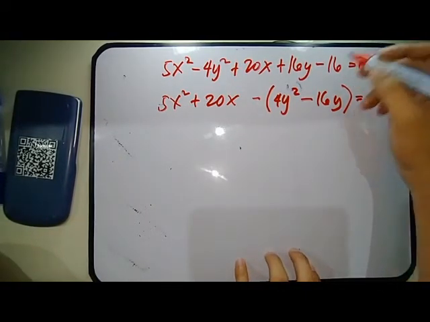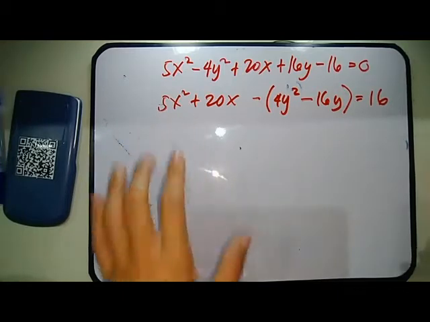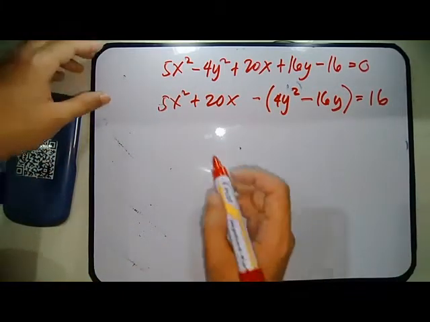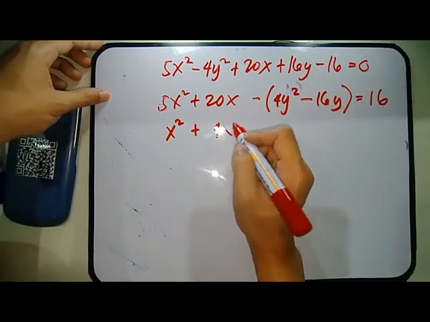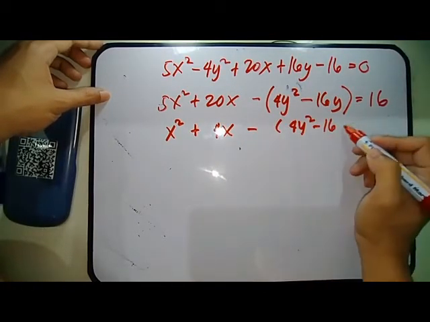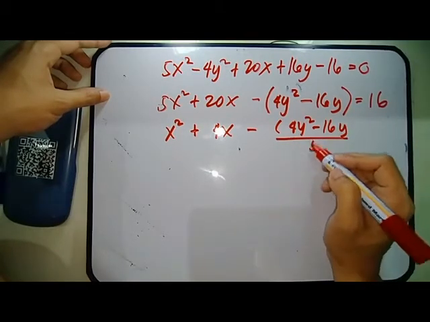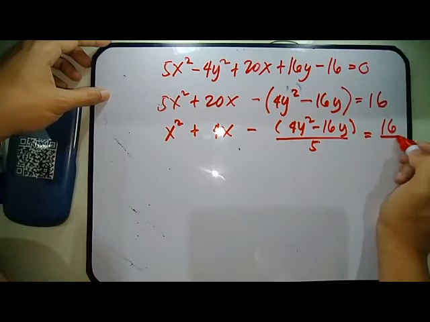We have yung 16, ilipat natin sa kabila. So, that is 16. Positive. So, i-complete square natin to. So, i-divide muna natin lahat sa 5. So, x squared. So, 20 divided by 5. So, 4x. So, minus. So, 4y squared minus 16y over 5. So, equal. So, 16 divided by 5.